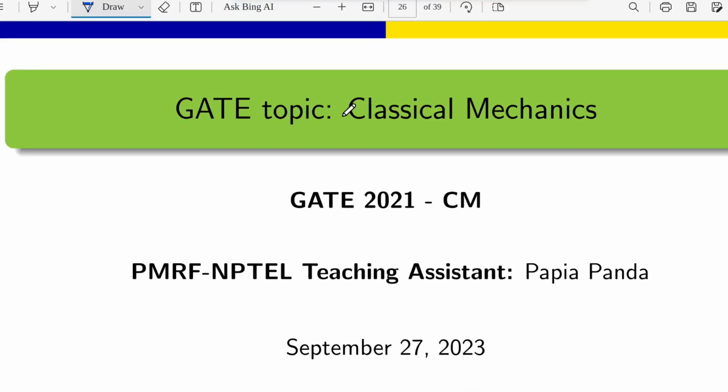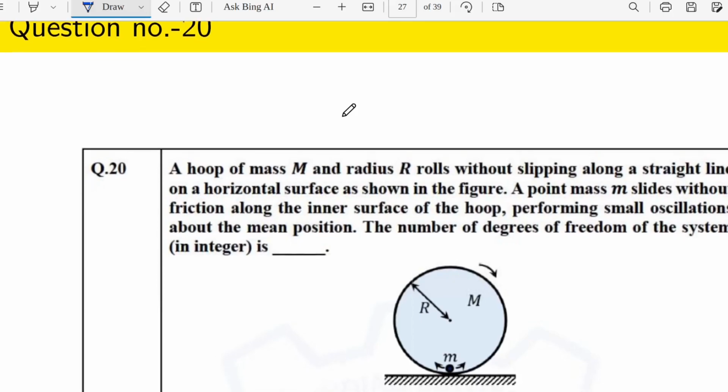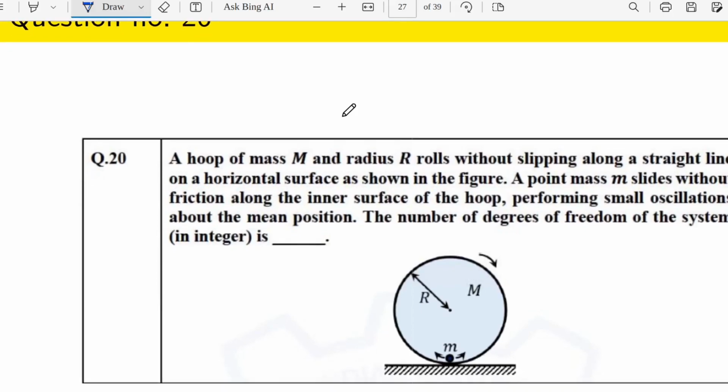Okay, so this question is from GATE topic classical mechanics 2021 physics question paper, and the question number is 20. Now this is totally hardcore classical mechanics, right? A hoop of mass m and radius r rolls without slipping along a straight line on a horizontal surface as shown in the figure. A point mass m slides without friction along the inner surface of the hoop, performing small oscillations about the mean position. The number of degrees of freedom of the system in integer is how much?